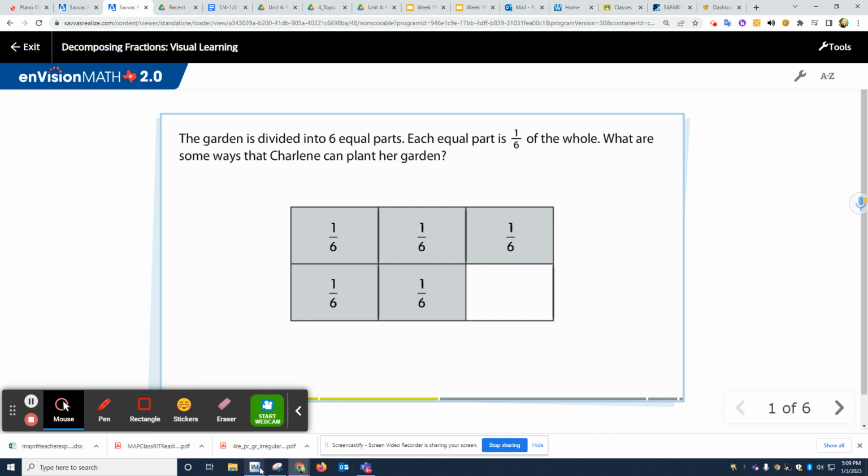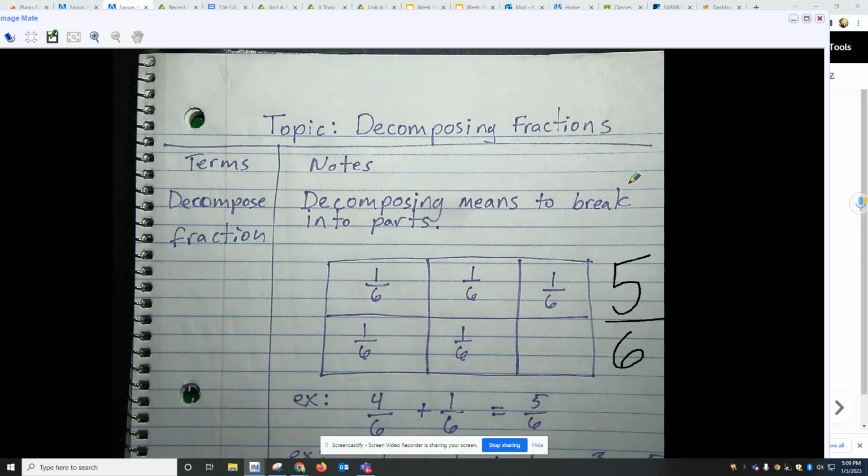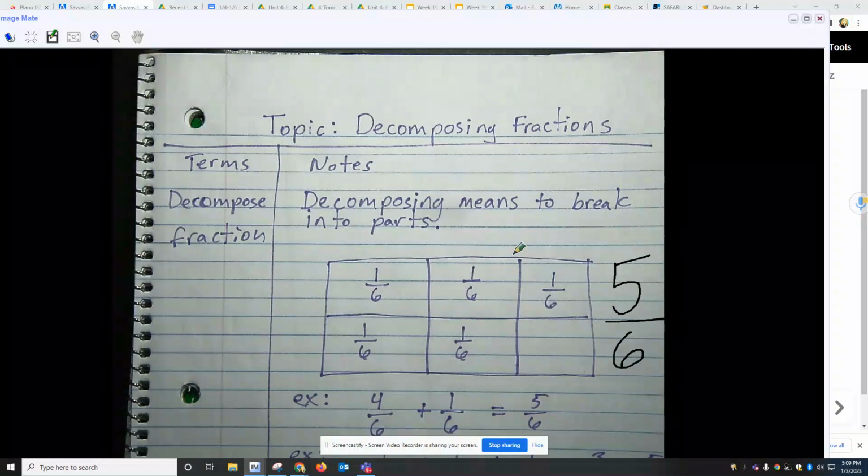Okay, so I'm going to go back to my notebook, and I've written down that graphic or representation that the video made of 5/6. I drew a box, I divided it in half one way, and then in thirds the other way. And then my first example, I wrote 4/6 plus 1/6 equals 5/6. So that's all I did was I said 4 plus 1 is 5.